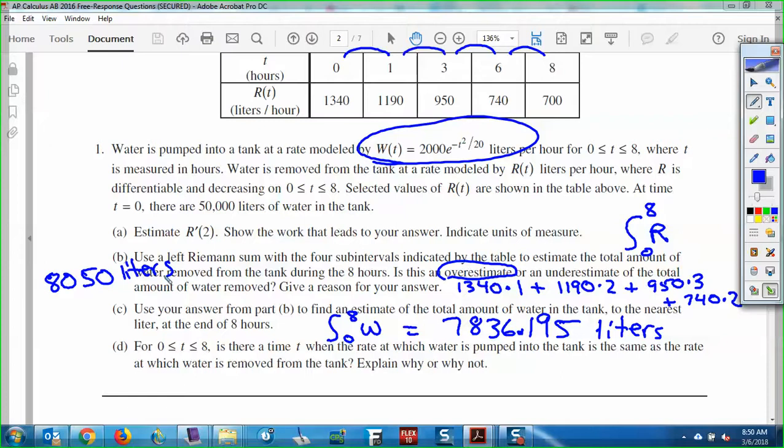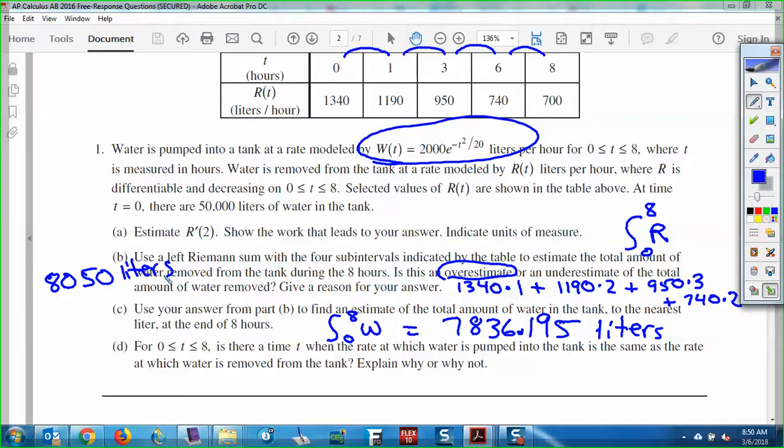So what do we need to do? There's 3 numbers we need. 2 of them we just found. Where's the other number? Read the problem. There's 50,000 liters in there at the start. So we're going to take 50,000.